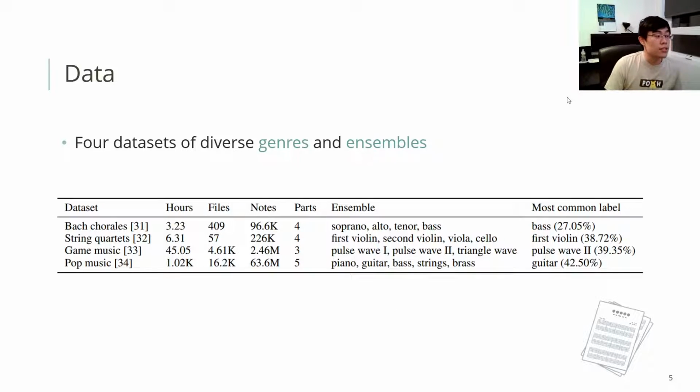In this study, we consider 4 datasets of diverse genres and ensembles, and they are Bach chorales, string quartets, game music, and pop music. As you can see, they differ in hours. The pop music is the largest and the most difficult one. And they also have different ensembles.